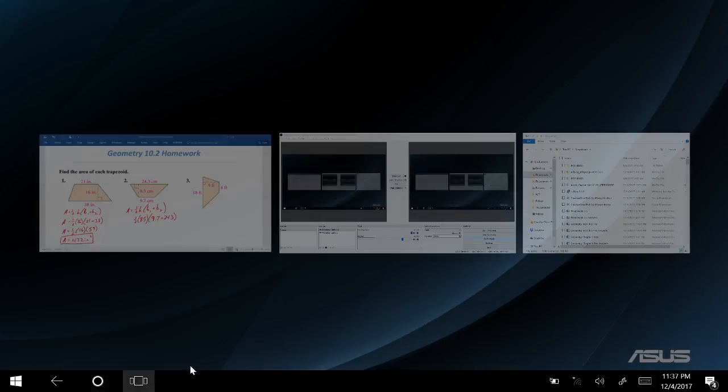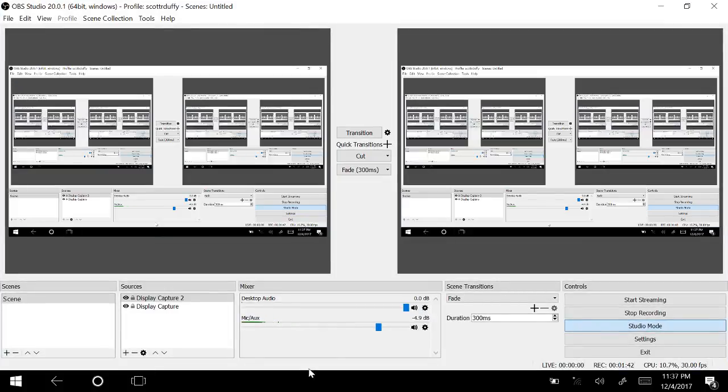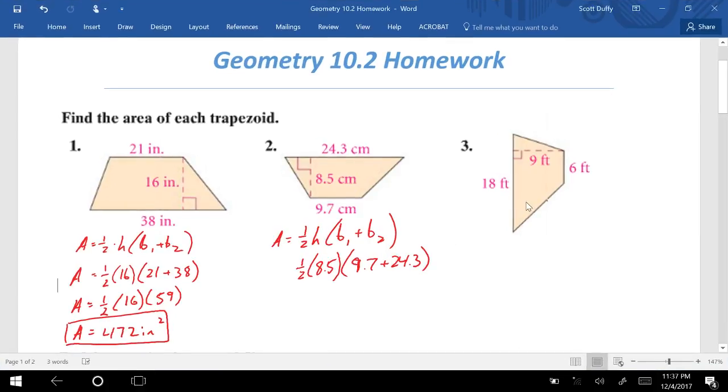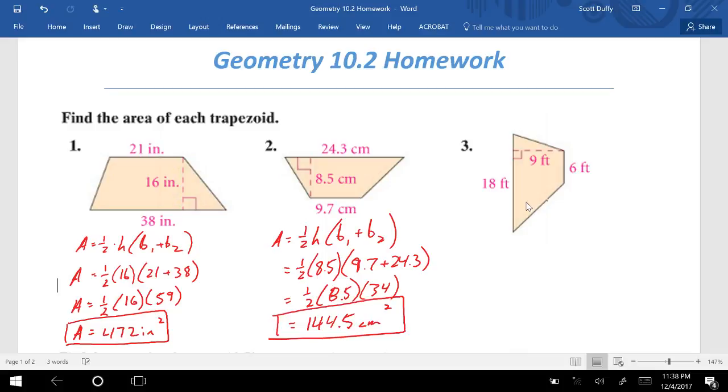Let me make sure I'm still recording this. Okay. And the bases, we get 34. And I'll be multiplying that by 8.5 and 1/2. And that equals 144.5 square centimeters.